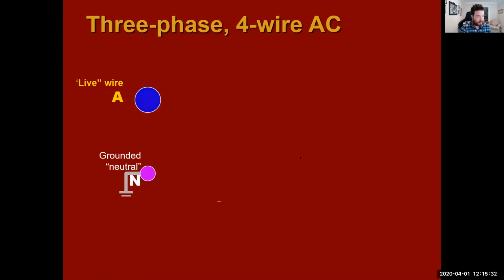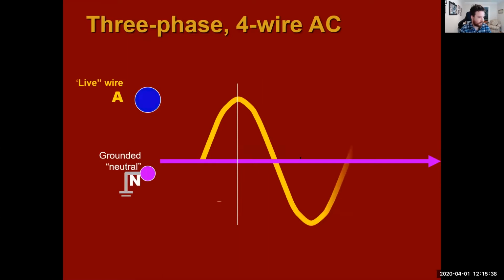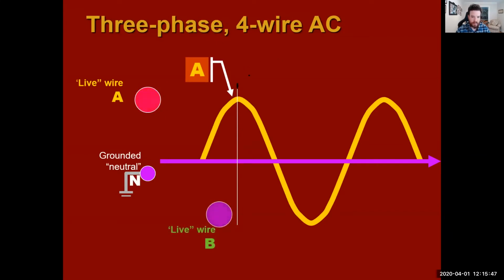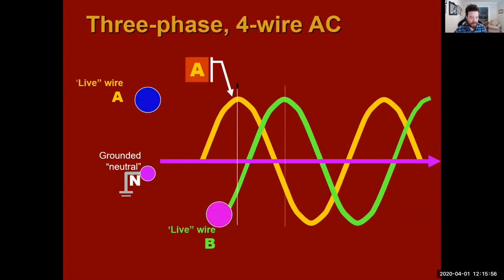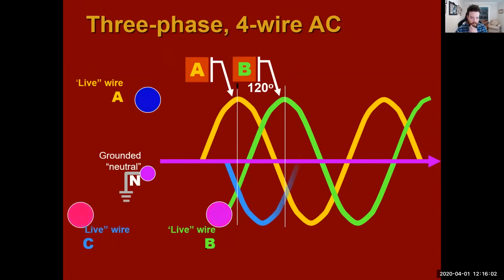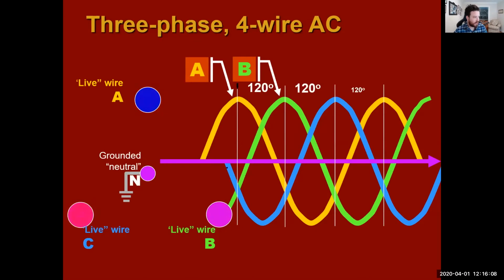Now let's talk about 3-phase 4-wire systems. So we still have our ground, our neutral. We have our phase line right here. All right, so this is going to be phase. We have our live wire A. Then we have a live wire B. And then we're going to have a live wire C. And now each one of these wires and each one of these electrical signals are 120 degrees out of phase with each other.